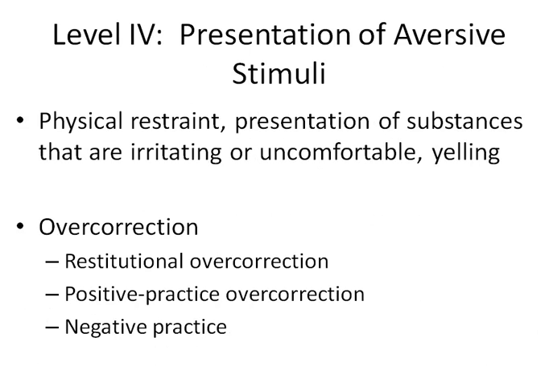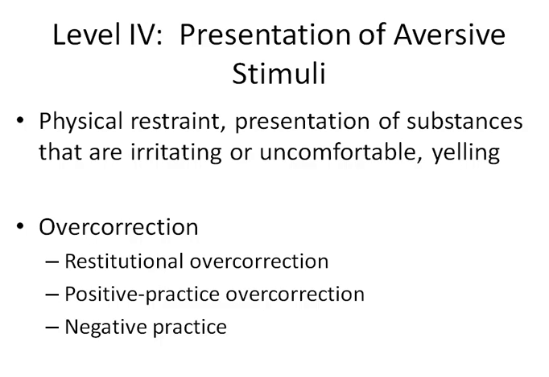All right. The final level are level 4 techniques, and these involve a presentation of an aversive stimuli. These are like physical restraint, presentation of substances that are irritating or uncomfortable, yelling, those kinds of things. Substances that are irritating or uncomfortable, again, I hope we don't ever do this anymore, but in the past we have sprayed kids with lemon juice. We have given them bitter apple on their tongues. The whole wash your mouth out with soap thing, that is a level 4 kind of technique.